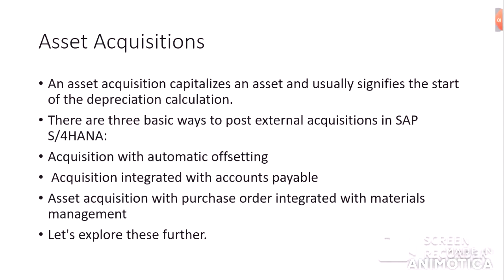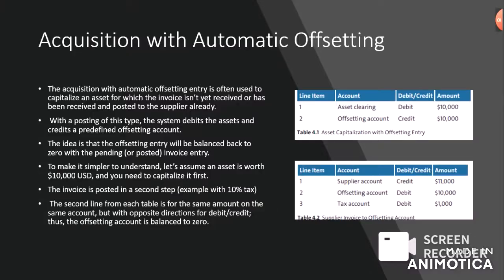There are three basic ways to post external acquisitions in SAP. So one is acquisition with automatic offsetting, the other one is acquisition integrated with accounts payable, and the next one is asset acquisition with purchase order integrated with materials management. So now let us try to explore these different ways how we can post the external acquisitions. So acquisition with automatic offsetting.